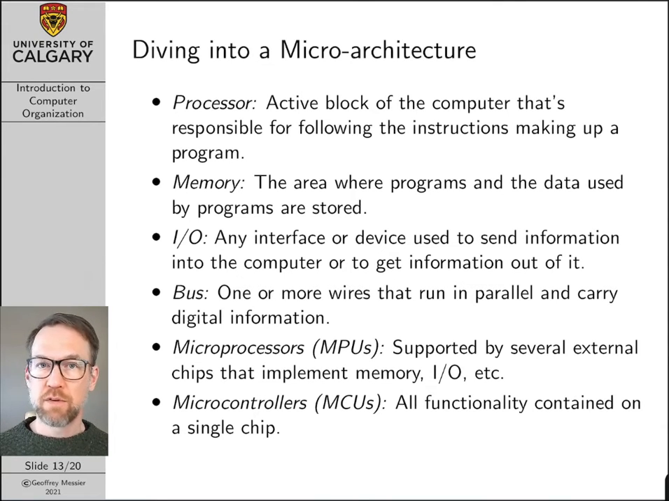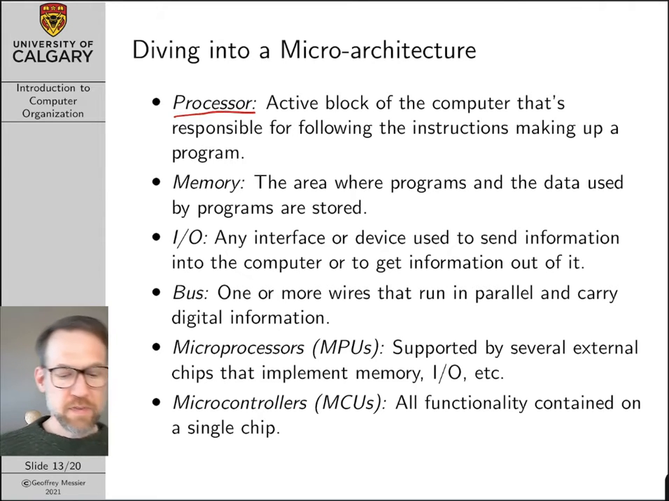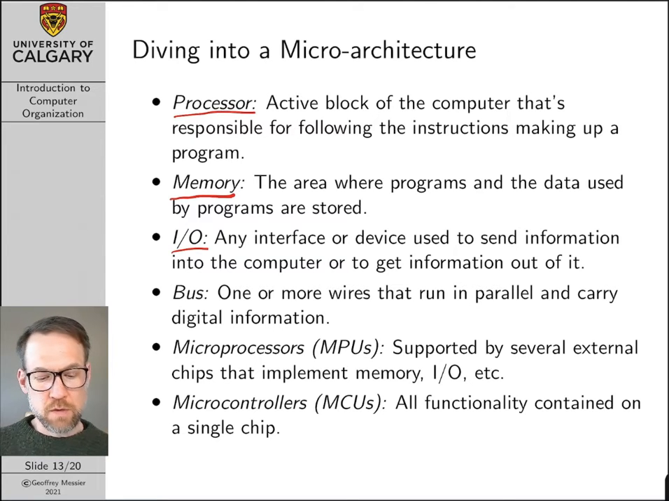And so with this high-level discussion, we've defined already a number of terms. So first of all, processor is the active block of the computer that's responsible for following the instructions that make up a program. A program is basically just a series of instructions, and the processor implements or executes those instructions. Memory is where programs and data are stored. I/O we've already defined as any interface or device used to send information into the computer or to get information out of the computer.